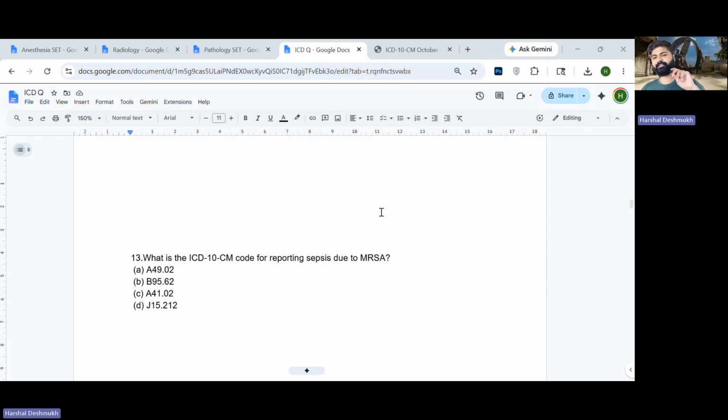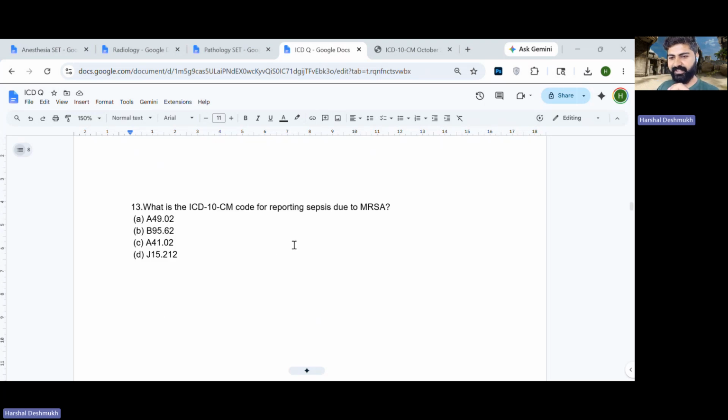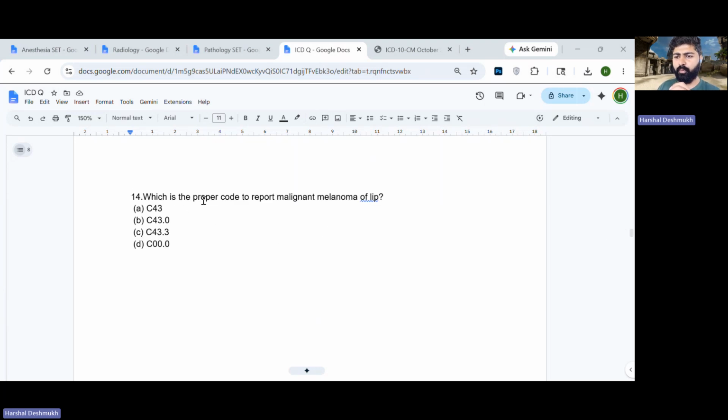All right. The answer to this question is option C, A4102, as it is sepsis due to MRSA. Moving on to the next one, which is the correct code to report malignant melanoma of the lip.